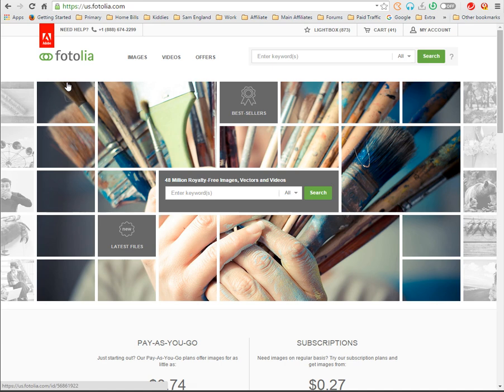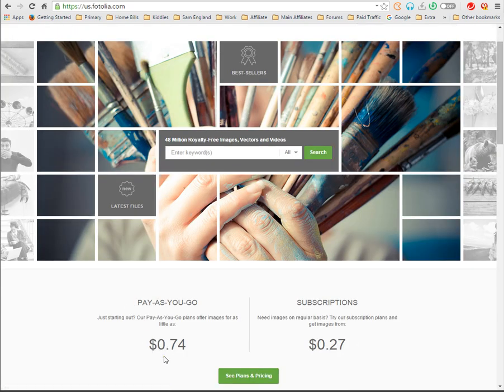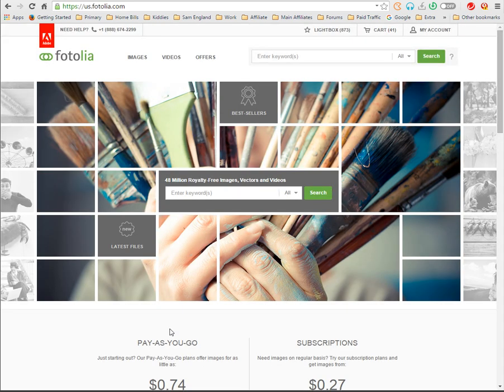And I will buy images here for $1 or $6 or whatever the case may be. But I buy by the credit, and you can get as low as 74 cents, but I don't buy in that type of volume, so I think I'm actually buying for about $1.10 or $1.25 per credit. Some images I download are only 1 credit, and some images are 8 credits, so I have to keep a close eye on that.